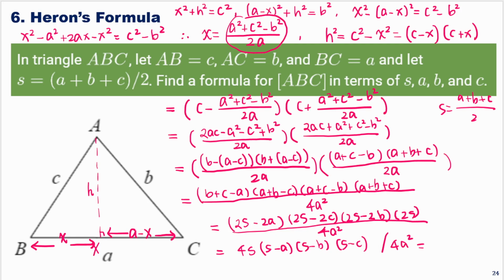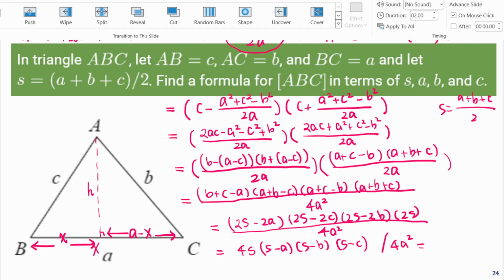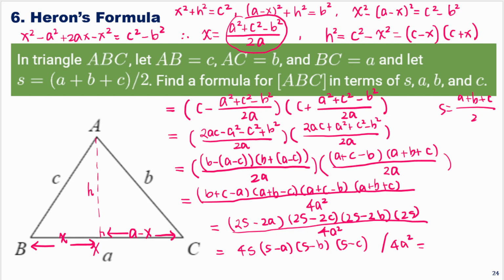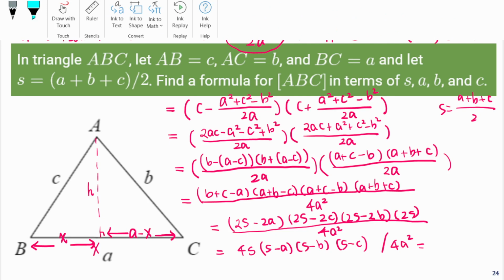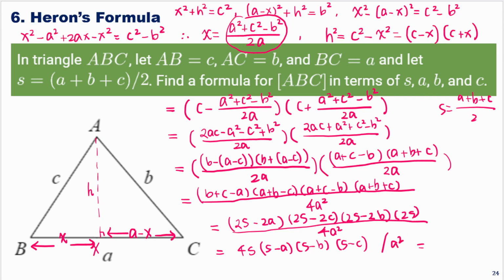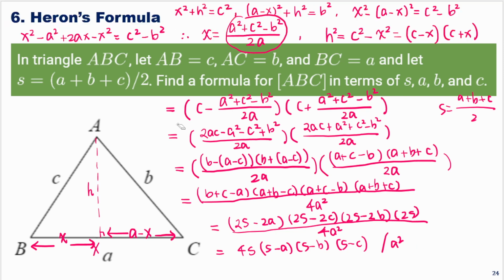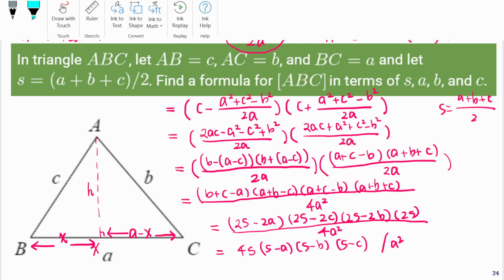Oh, sorry, we don't have a 4a here, so let's correct this a little bit. So a squared. Okay, so that's the expression of h squared in terms of a, b, c, and s, right?